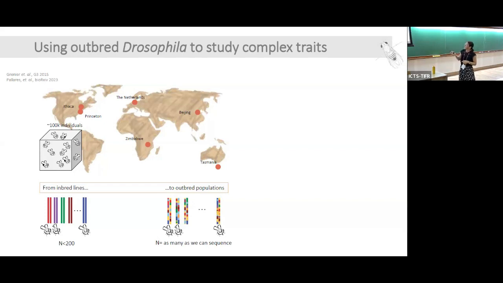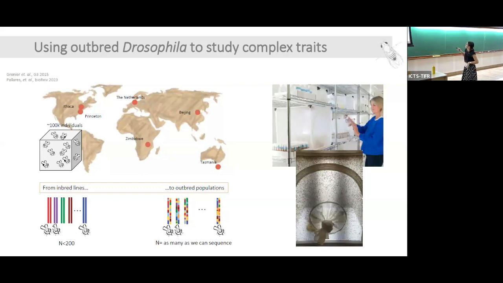This is the type of resource we use, and we are taking advantage of Andy Clark's diversity lines. These are panels of inbred lines collected all over the world, and we maintain outbred populations in the lab for the experiments we do. This is for you to imagine.